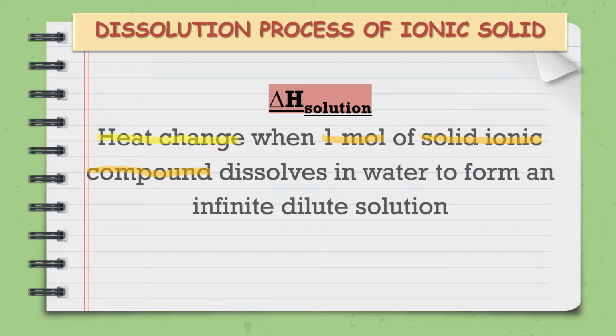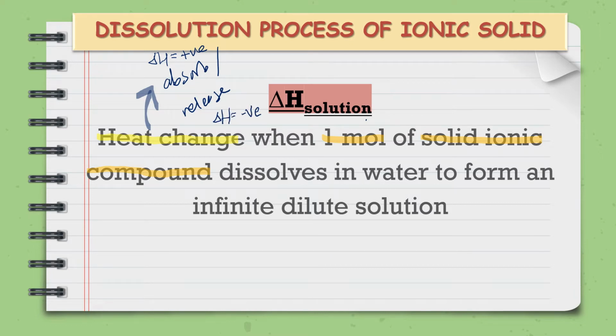Okay, so the first thing that you need to understand, when we say heat change here, it means that the heat can either be absorbed or it can be released. How do we know it is absorbed or released? When we look at the value of the delta H. If the dissolution process absorbs heat, our delta H will become positive. And if the dissolution process releases heat, our delta H will become negative.